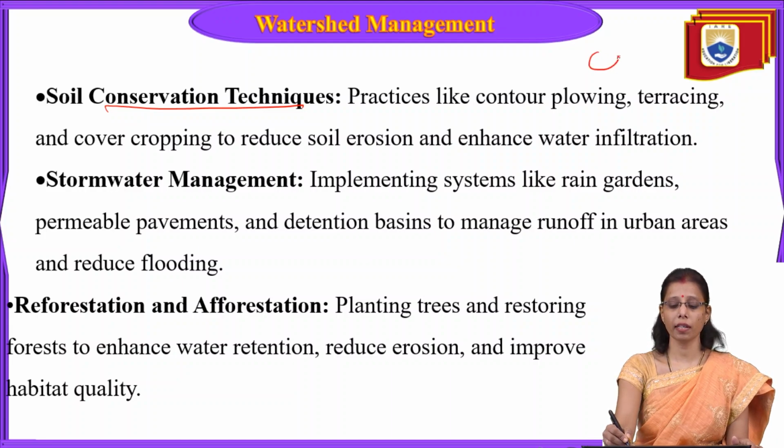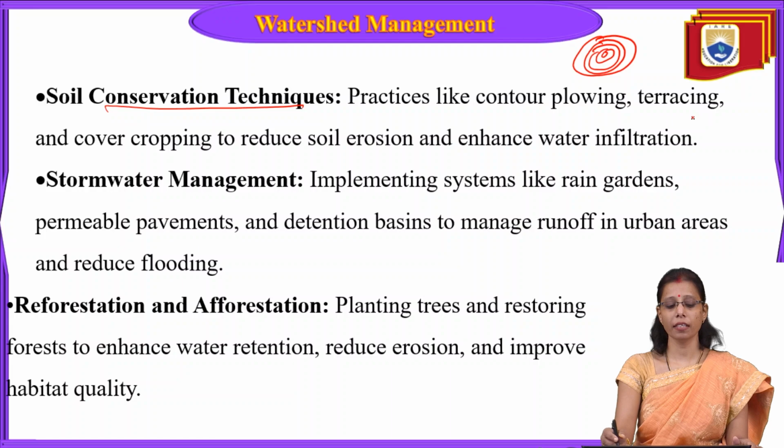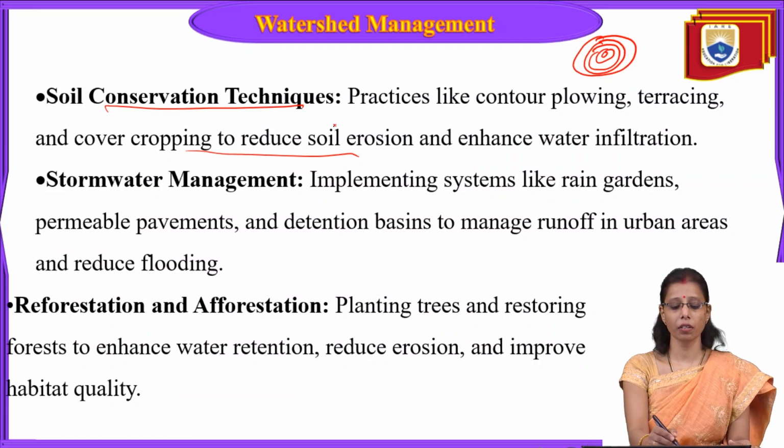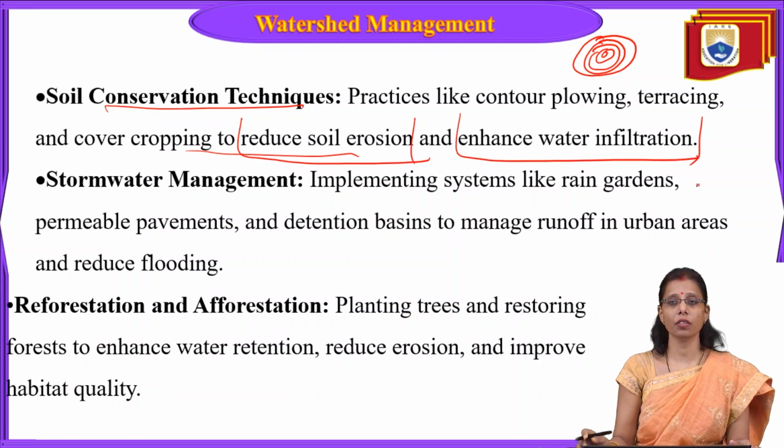Contour plowing is done on land shaped somewhat like this, so it will be done in such areas in this manner. Terracing means we can do plantations or grow crops on terraces. And cover cropping reduces the soil erosion, and whenever the soil erosion is reduced, it directly enhances the water infiltration.